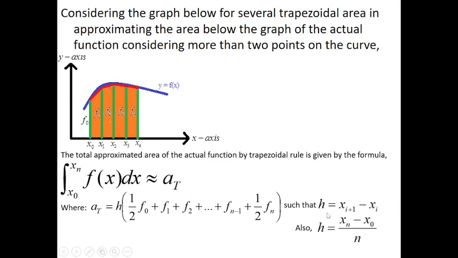Also, in finding the value of h, there's an alternative way to find h, no? To determine h, we have x sub n minus x sub 0 all over n. So in this case, we have x sub 4 minus x sub 0 over 4, right? So that's the formula. Alright, so that is now h.